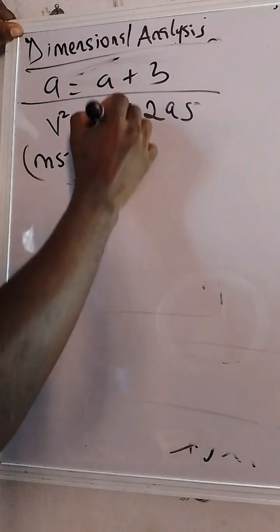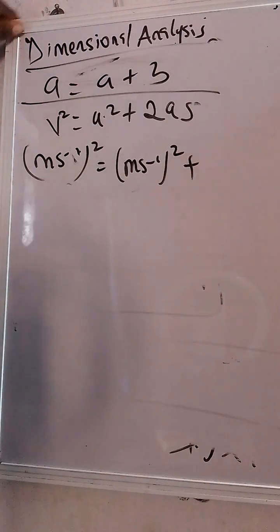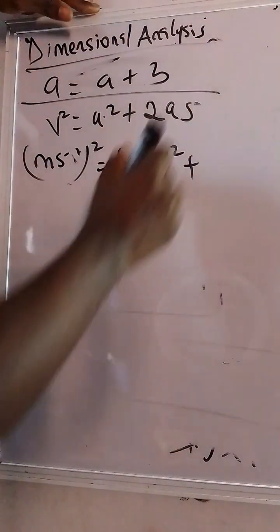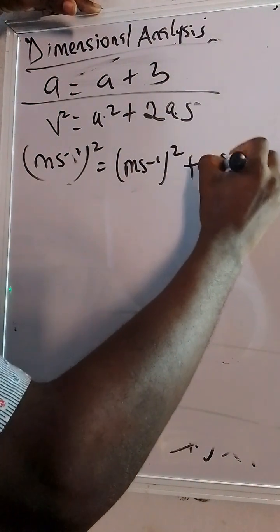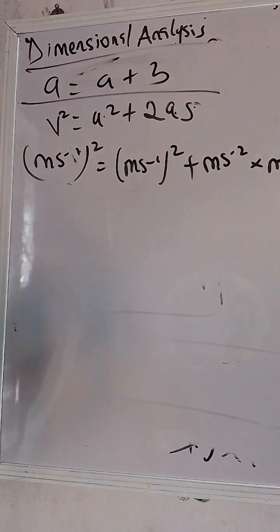Because there's a square here, that's going to be meter per second also, all square. I told you that we don't consider a constant. What's acceleration? Acceleration is meter per second square. This S here represents distance.